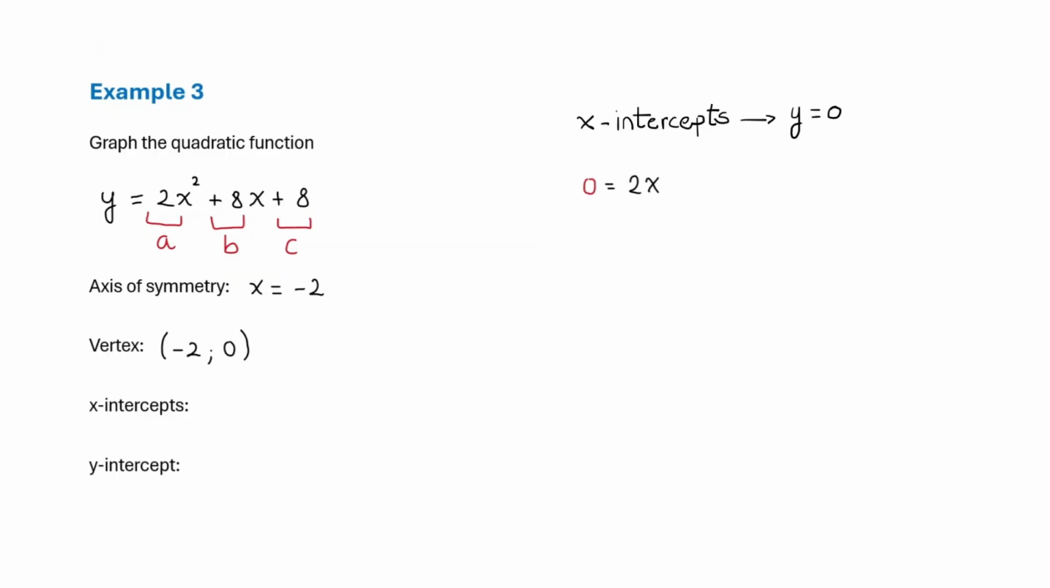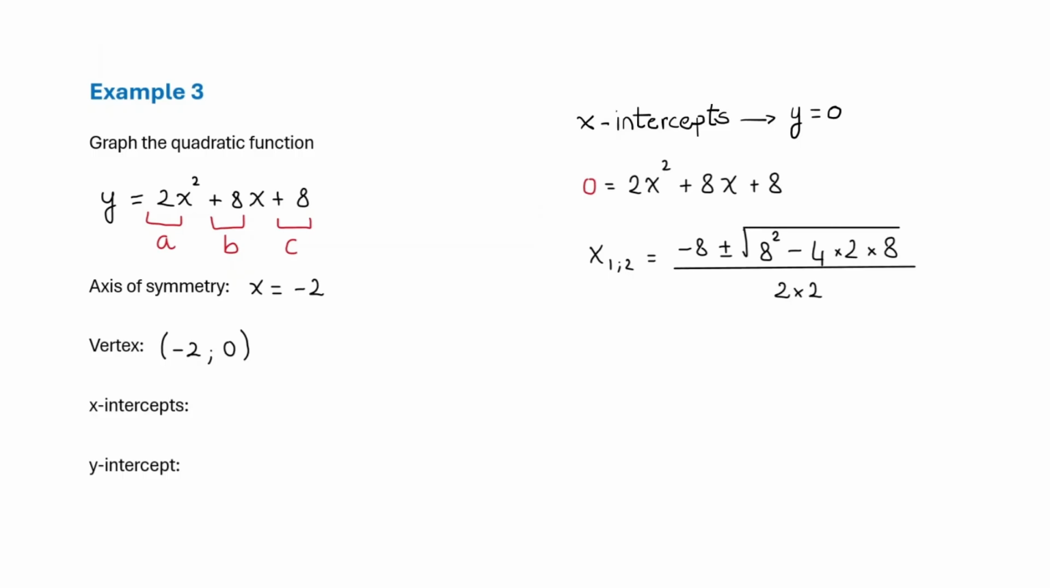0 equals 2x squared plus 8x plus 8. We then apply the quadratic formula, x equals negative 8 plus or minus the square root of 8 squared, minus 4 times 2 times 8 all over 2 times 2. This becomes x equals negative 8 plus or minus the square root of 64 minus 64 all over 4.